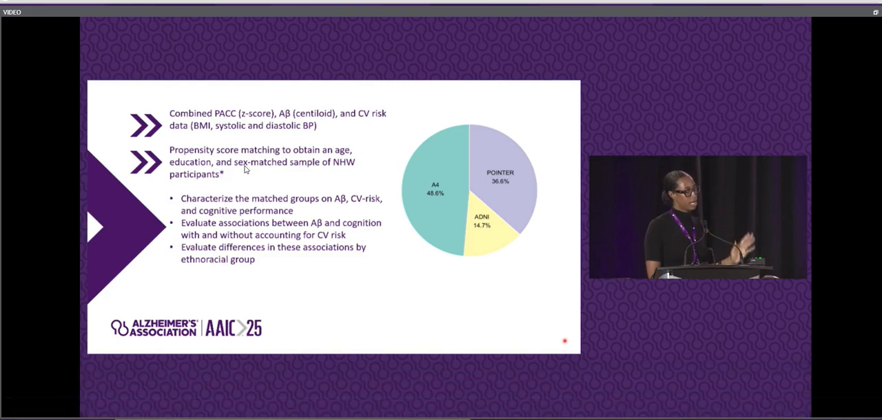And again, we wanted to characterize these new matched groups on their amyloid burden, CV risk, and cognitive performance, and evaluate associations in these factors and any potential differences in these associations by ethno-racial group. So the pie chart you see demonstrates the proportion of each cohort that's represented in this new combined matched sample, again reflecting the availability of the data in the Black participants from each of these cohorts.